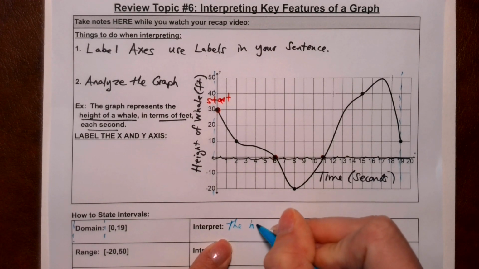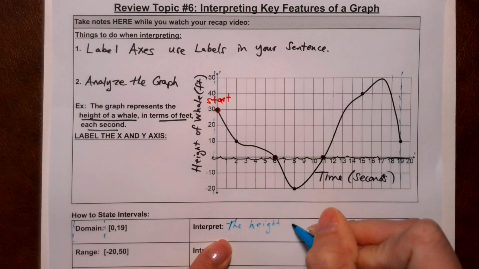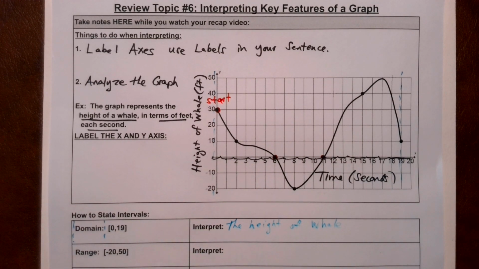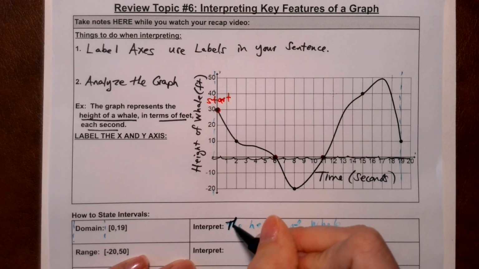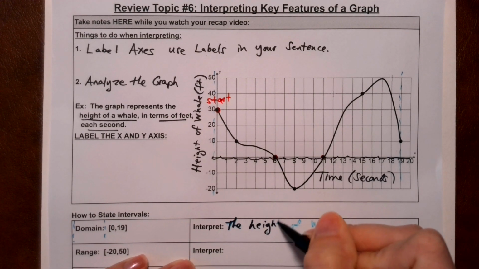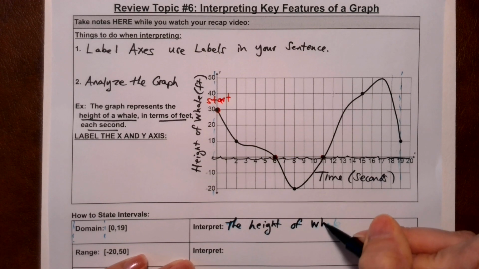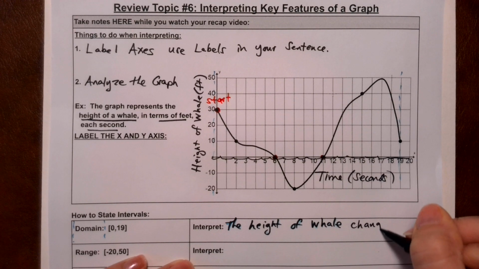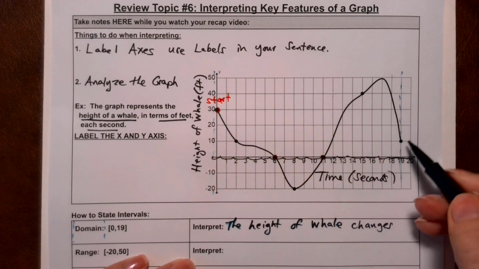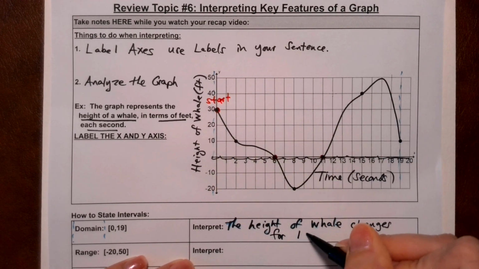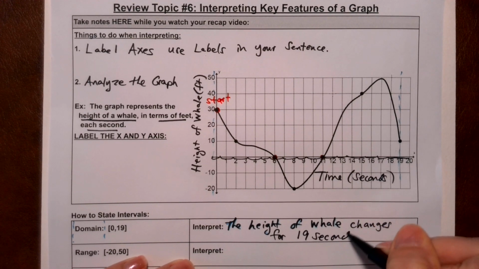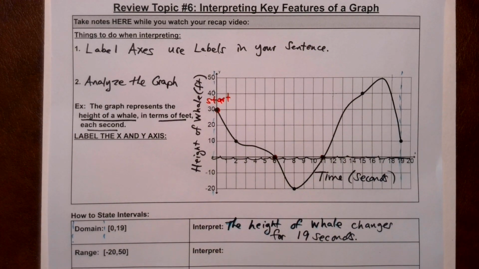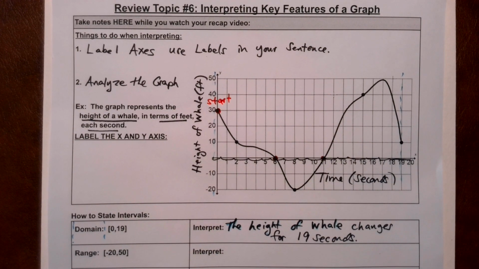The height of the whale changes, or you could say goes up and down. Or you could say the whale swims for 19 seconds. Or you could say from 0 to 19 seconds, that whole interval. Okay. Now how about the range?